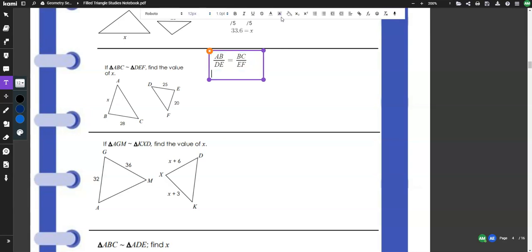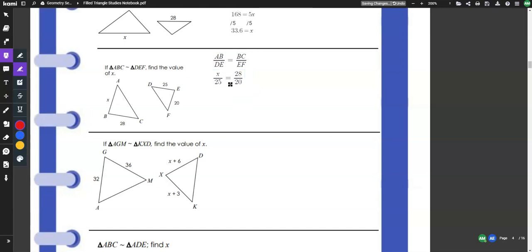Again, it's the same way as we did with the congruent statement. So AB are the first two letters, DE are the first two letters as well. And then BC is the second two letters, EF is the second two letters. So AB is our unknown value, and that's over 28. So x to 28, DE is 25. X to 25 is going to be equal to 28 over 20.